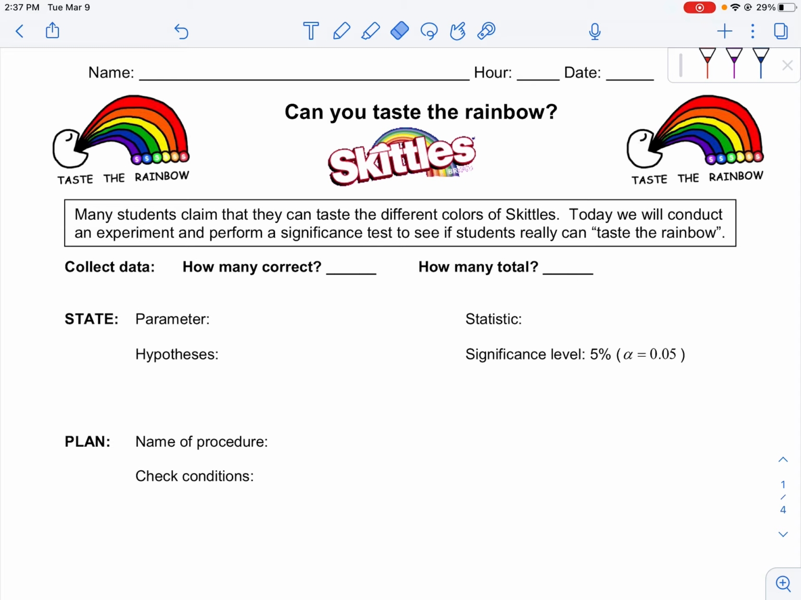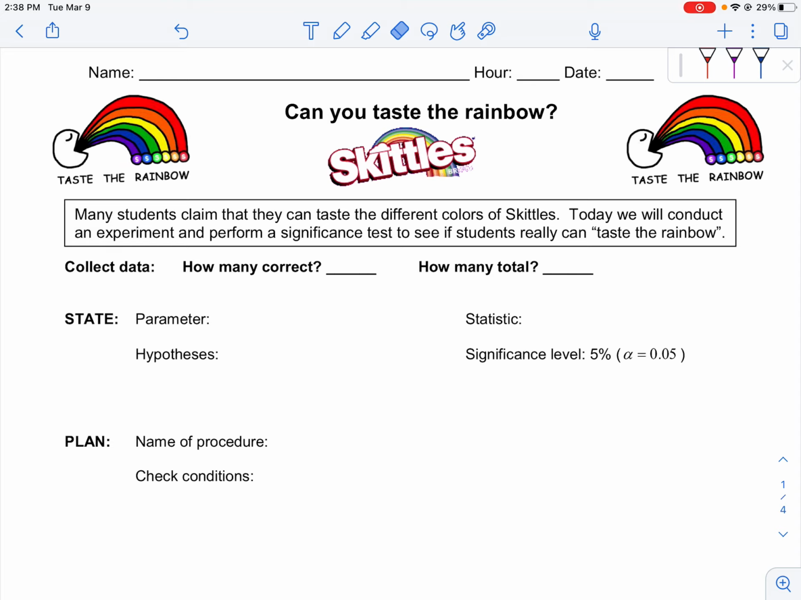Today's lesson is significance test for one proportion. Can you taste the rainbow? Many students claim that they can taste the different colors of Skittles. By the way, there are 5 colors in the Skittles bag. Today we will conduct an experiment and perform a significance test to see if students really can taste the rainbow, or can tell what flavor even without looking.